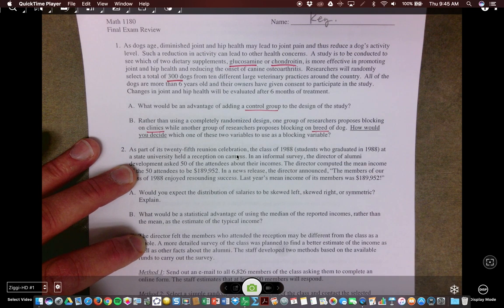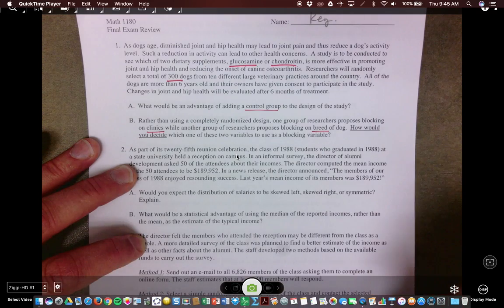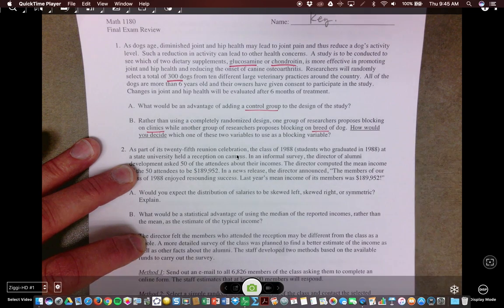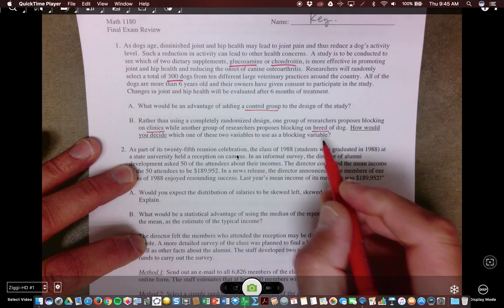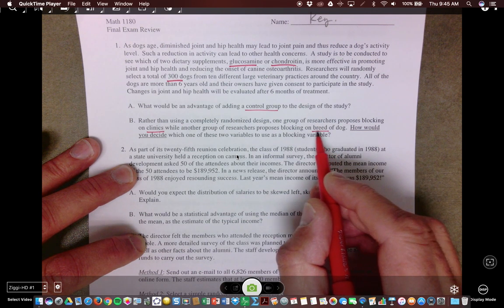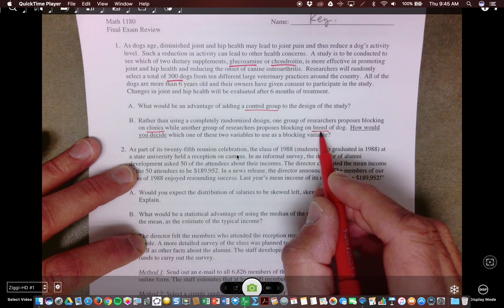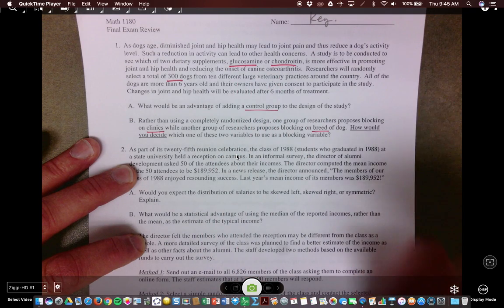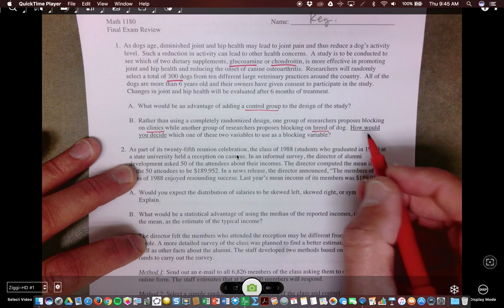If you think about it, we're talking about hip health, and I'm thinking that larger dogs probably have different kinds of health issues in terms of their hips and joints than small dogs do. So I think it might be more beneficial to block this by the breed of dog, in which we would take a breed, let's say Labrador Retrievers, and expose half of those dogs to the glucosamine and half to the chondroitin, and compare the results of those two.